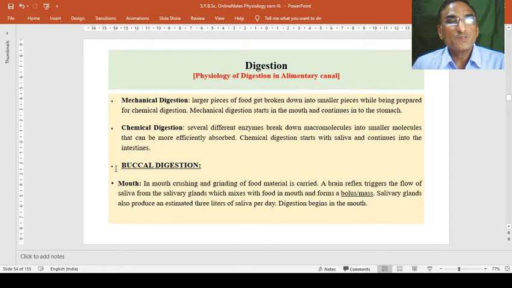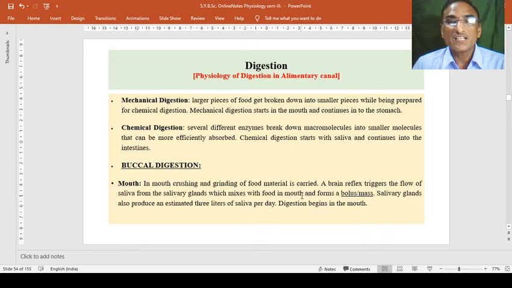Now we will see the digestion in the alimentary canal. First of all, buccal digestion, which takes place in the mouth. In the mouth, crushing and grinding of food material is carried out with the help of teeth. A brain reflex triggers the flow of saliva from the salivary glands, which mixes with food in the mouth and forms a bolus or mass.